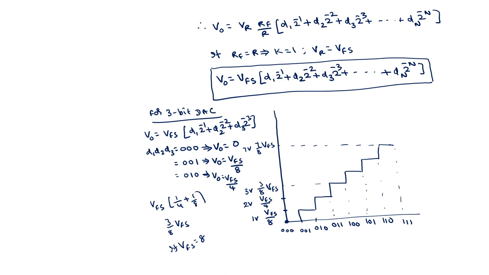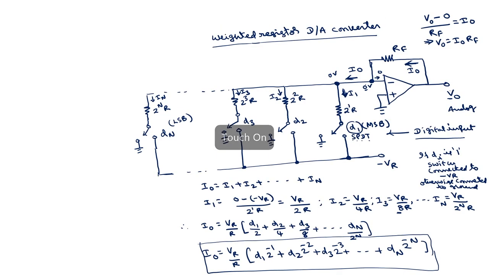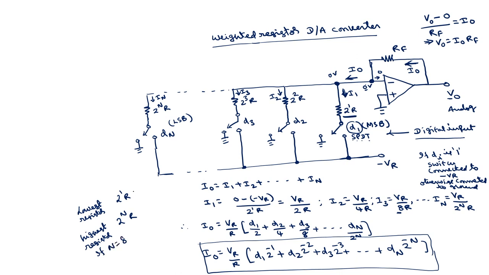So this is the first type of DTA converter, where you can implement this using weighted resistors. But there are several drawbacks of this weighted resistor DTA converter. One is we require a long range of resistors. The lowest value is 2 raised to the power of 1 into R. If it is the lowest resistor, the highest resistor will have a value of 2 raised to the power of n into R. If n is equal to 8, so if the lowest resistor is 2R, the highest resistor is 2 raised to the power of 8, meaning the highest resistor will be 128 times that of the lowest resistor.